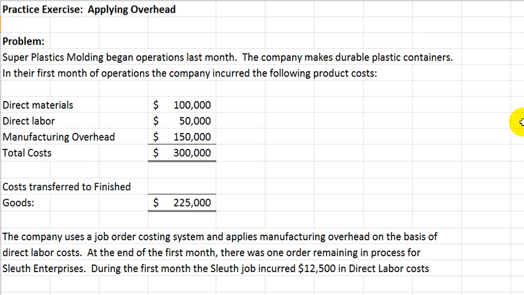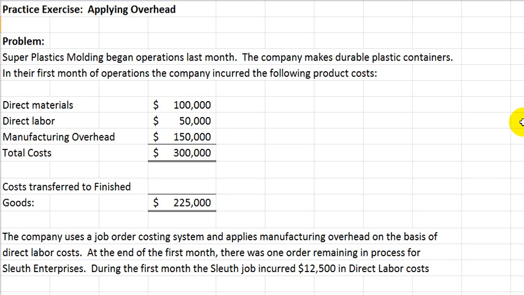We'll now go through a practice exercise where we'll learn how the application of overhead occurs, and we'll also see how that transcends into a cost worksheet. Let's go through the problem that we're going to use as our practice exercise here.